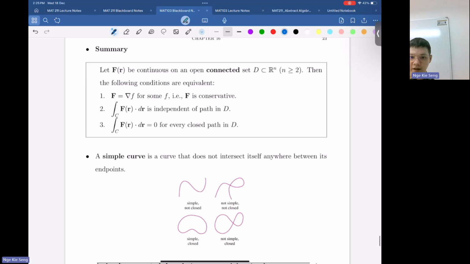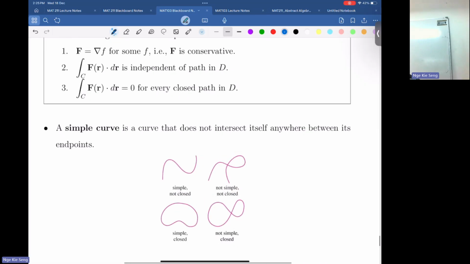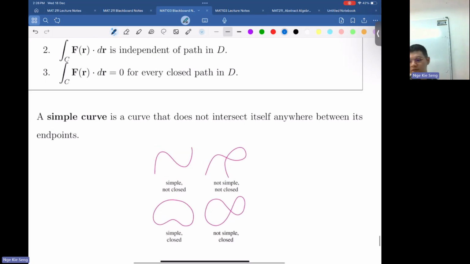Okay. Next up, let's talk about simple curves. We won't use the idea much, I'm just introducing it to you, because some theorems need this condition, and in the future maybe you will see it again. A simple curve is a curve that does not intersect itself anywhere between its endpoints. Simple just means the curve does not run into itself.